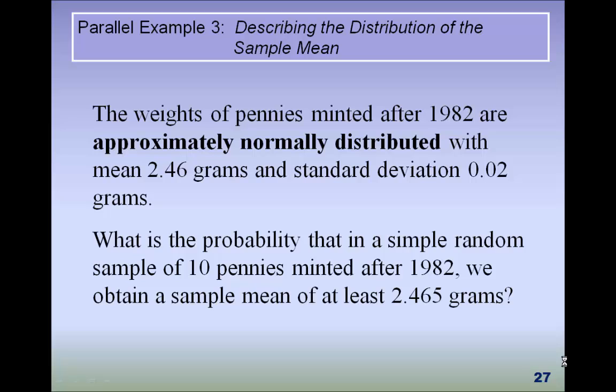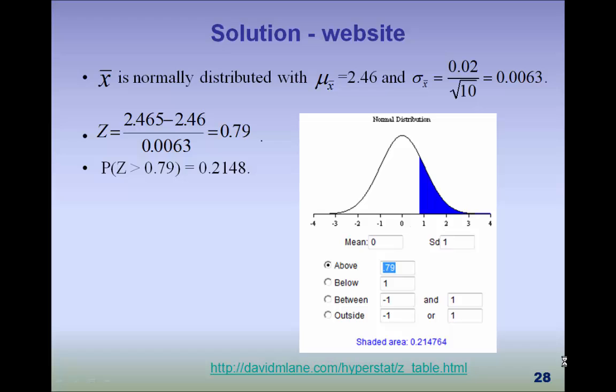The weights of pennies minted after 1982 are approximately normally distributed with a mean of 2.46 grams and a standard deviation of 0.02 of a gram. What is the probability that in a simple random sample of 10 pennies minted after 1982 we obtain a sample mean of at least 2.465 grams? So how likely is it if we draw a sample of 10 pennies that the mean is going to be at least 2.465 grams?